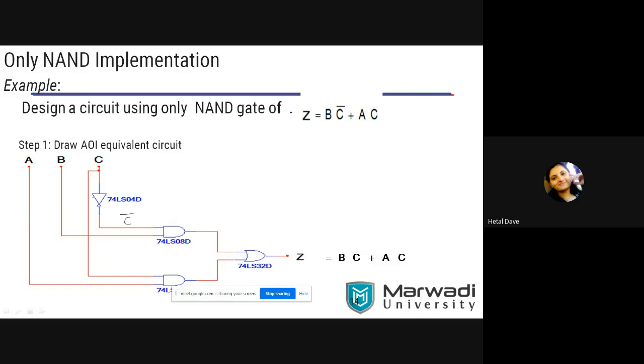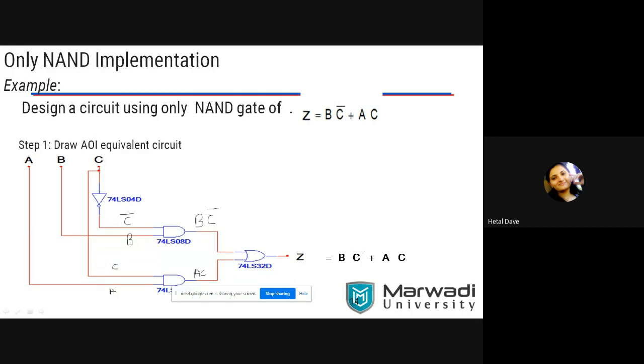Is there any doubt? Now B is connected here. So the output of this AND gate will be BC bar because it is passed through the AND gate. Here C is connected and A is connected. So the output of this gate will be AC.